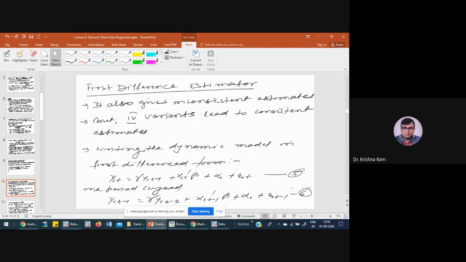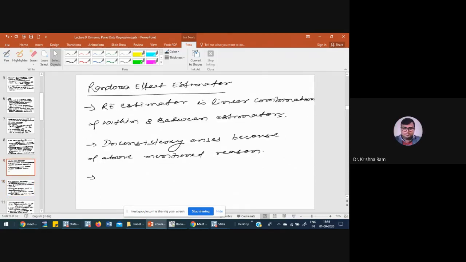Now let's move on to another technique, which we call the first difference estimator. Sir, I did not understand the random effect one. Look at this line. Since the random effect estimator is a linear combination of the within and between estimators, if the within estimator gives us a biased estimate, then of course the random effect gives us a biased estimate. Sir, which one was the within estimator? The within one is fixed effect. The fixed effect model is also called the fixed effect within estimator.